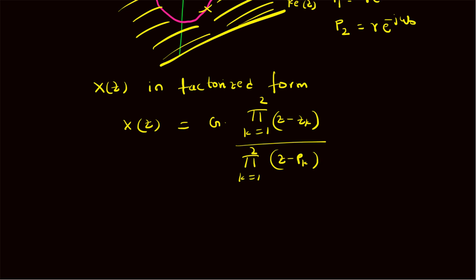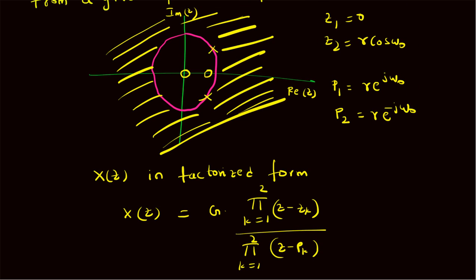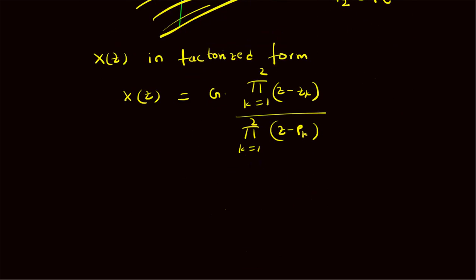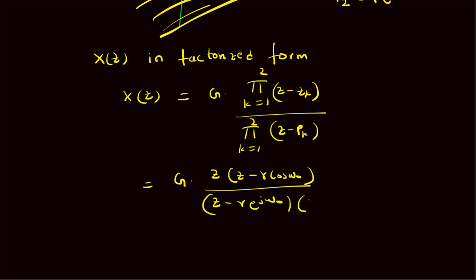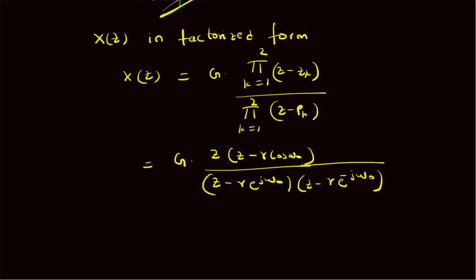Now by using the values of zk's and pk's, that is z1 equal to 0, z2 equal to r cos omega naught, p1 equal to r e power j omega naught, and p2 equal to r e power minus j omega naught, we substitute all these values in this factorized form. We get G into z minus 0, so z, and z minus r cos omega naught. Those are the factors due to the zeros. Due to the poles we have z minus r e power j omega naught multiplied by z minus r e power minus j omega naught. So this is the Z transform in the factorized form.